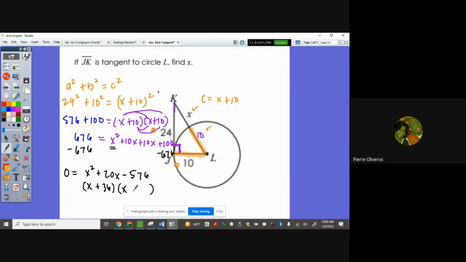Positive 36, negative 16. So therefore, x equals negative 36 or x equals 16. Obviously, we will only accept the positive measurement. The answer is 16. Kaboom.